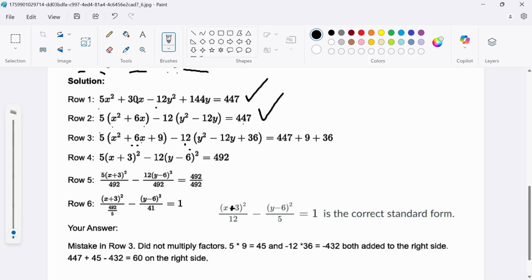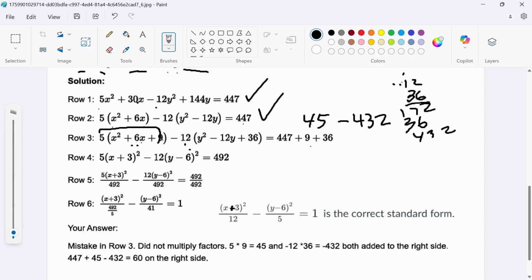Then on this side, I'd have to add 5 times 9. Oops! That should be 45. And I have to add negative 12 times 36. I'm just multiplying by hand. This is 2, 13, 432. And that's a negative. Negative 12 times 36, so I have to subtract 432. So there's the mistake. I did not multiply by those factors, and so I added the wrong things.